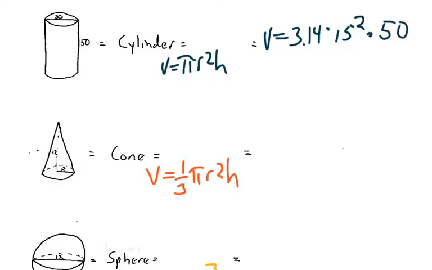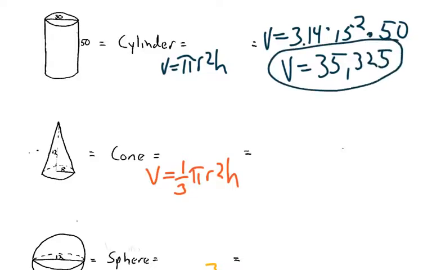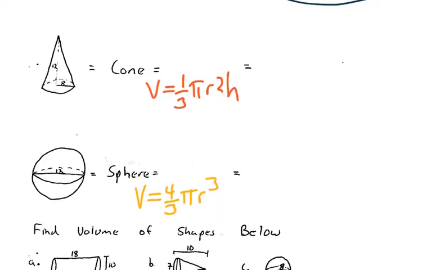So now I just take my calculator and I multiply 3.14 times 15 squared times 50. When I do that, I get a volume of 35,325. Okay, so there's the volume of the cylinder. So let's take a look at the cone.